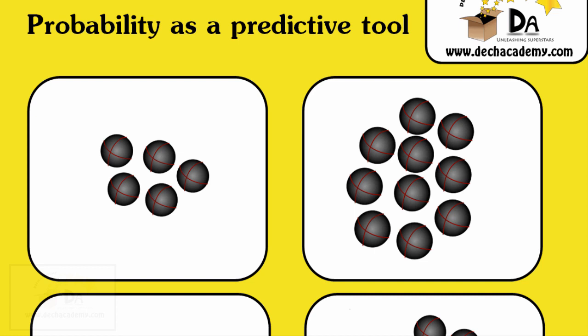Probabilities can be used to make predictions. For example, if you're told that an event has a probability of occurrence of 90% and that of another event is 10%, then the event with a higher probability is more likely to occur.